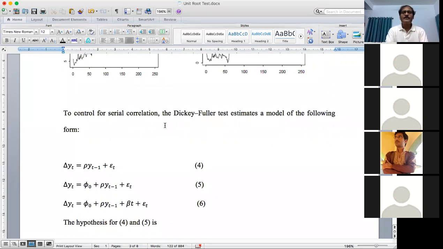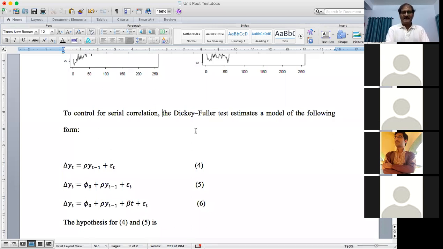Now the basic question: before testing of hypothesis, we have to estimate the model. So how to estimate? Our basic method for estimation is OLS. So we can apply OLS in estimating equation 1 or 2 or 3.